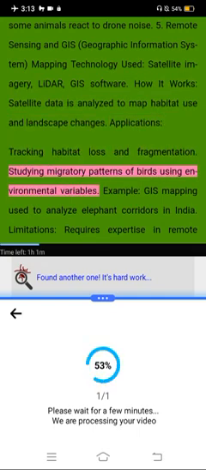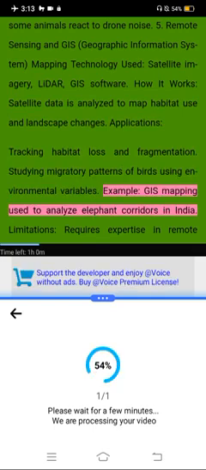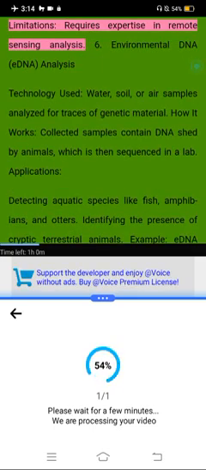Studying migratory patterns of birds using environmental variables. Example, GIS mapping used to analyze elephant corridors in India. Limitations: requires expertise in remote sensing analysis.